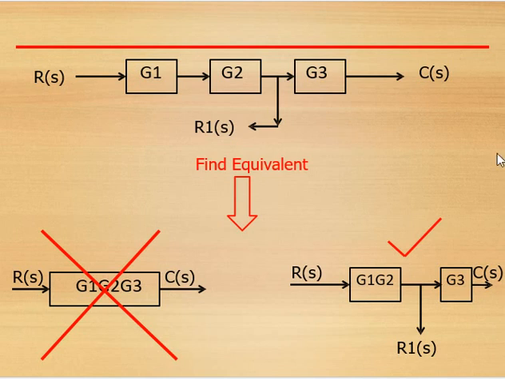Okay. So the equation and the block becomes RS is equal to G1 into G2. Okay. And here this is connected to block G3, but in between these two blocks there is one takeoff point, that is R1S, and the output is CS. Okay. Don't do this one, this is wrong. Okay, so this one is correct.